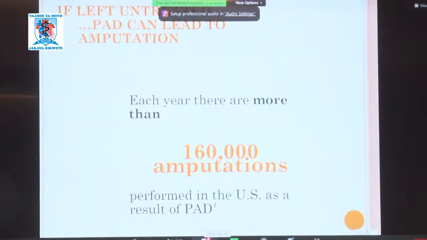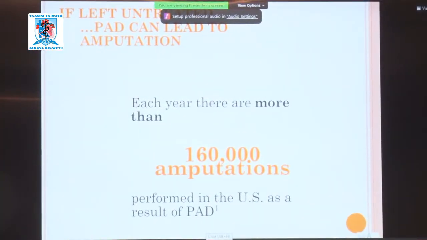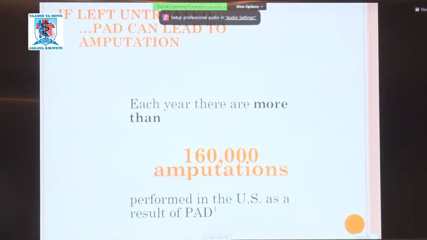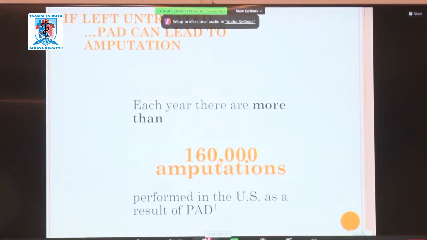Each year there are 160,000 amputations performed in the U.S. One of the downfalls of our healthcare system is that surgeons get paid a lot of money to perform amputations. So there is not a lot of interest to prevent it, because why would you do something that makes less money? Unfortunately that's the system we're in. But fortunately we have interventional cardiologists who have nothing better to do than to fix legs. When heart disease gets better, we have to look for other things to open. So now we're starting to open legs.